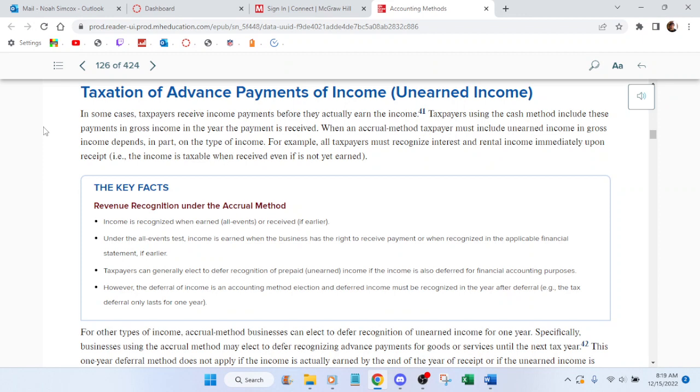All taxpayers must recognize interest and rental income immediately upon receipt. Okay, so for interest and rental income, even if you use the accrual method, you still have to recognize income immediately upon receipt, even if you have not yet earned the interest or rental income. Interest and rental follow the cash method regardless, all the time. You must follow the cash method for interest income and rental income all the time.